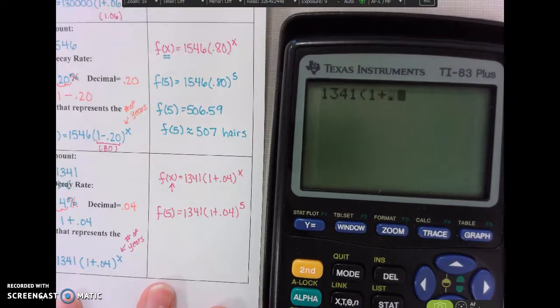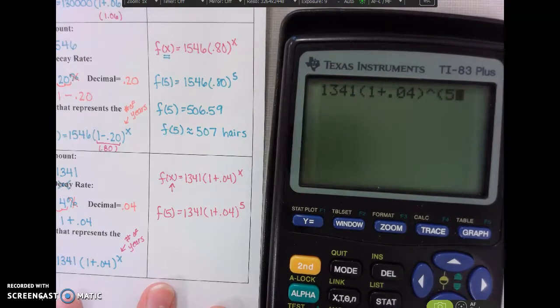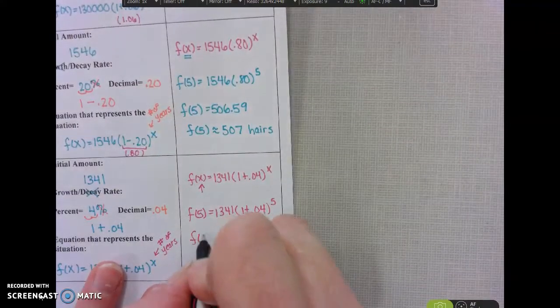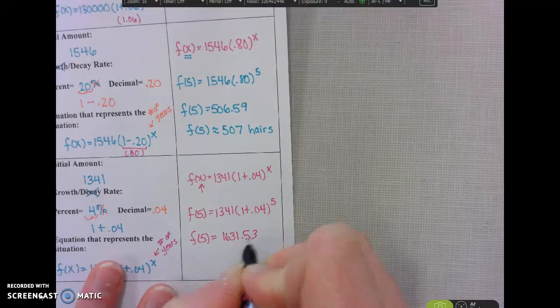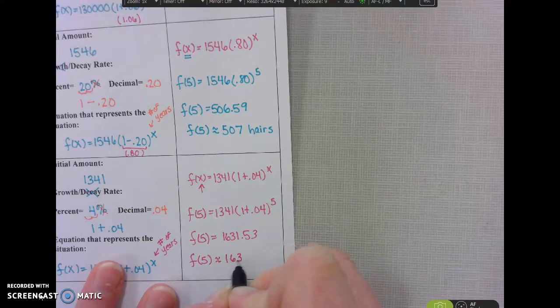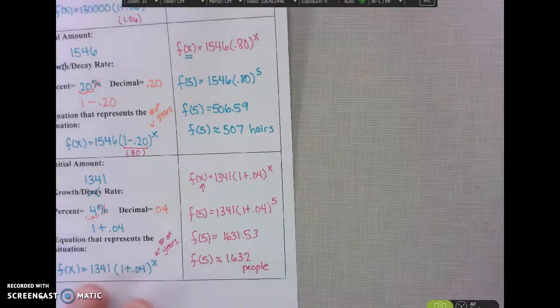1 plus 0.04, or you could write it as 1.04, raised to the power of 5. 1631.553, and since we can't have a partial resident, we'll say 1632 people will be their new population.